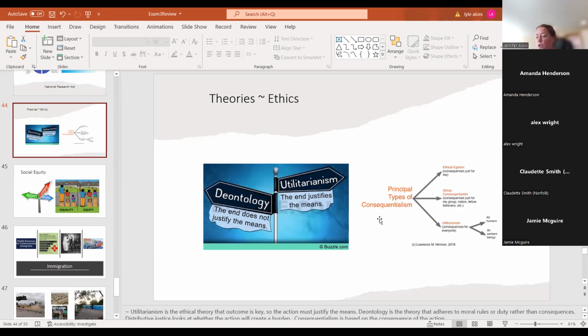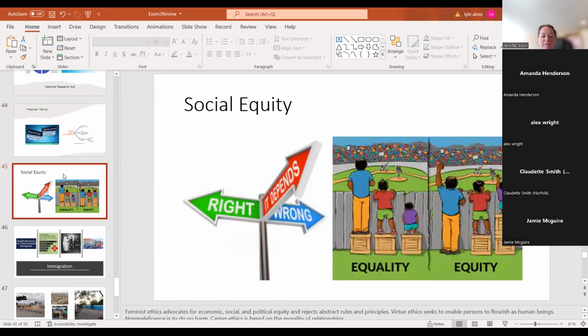We look at social equality a little bit, and we're going to know that we have feminist ethics, which is going to advocate for economic, social, and political equity, and reject abstract rules and principles. So when we think about social equality, I want you to think about feminism, feminist theory. Okay, it's our economic and social theories.